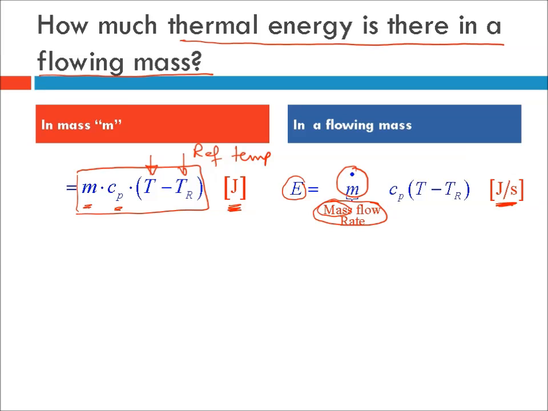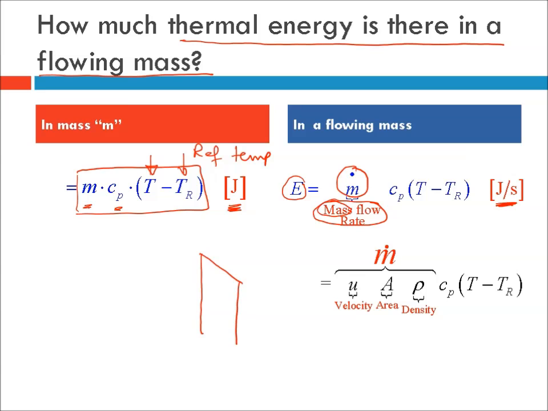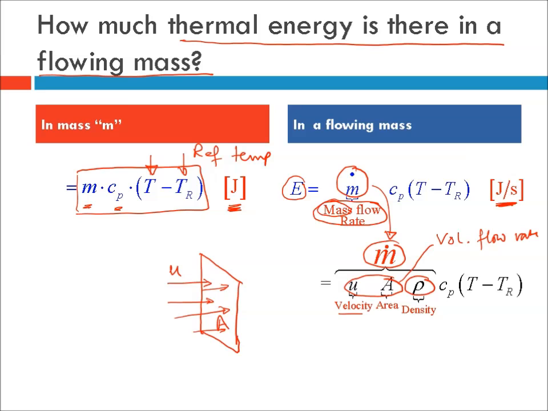And what is this m dot? So let's think of an area A through which we have a mass flowing. If u is the velocity of fluid flowing through this, then of course u times area is the volumetric flow rate, and that times rho is the mass flow rate. So this mass flow rate is really written in terms of velocity, area, density, and the rest of it stays the same.